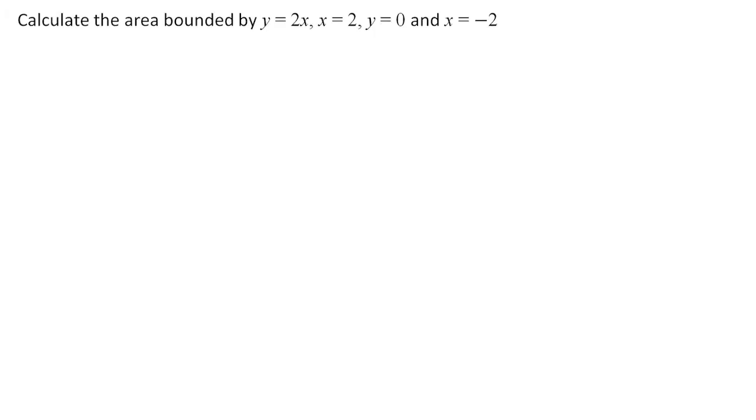Calculate the area bounded by y is equal to 2x. That is a straight line graph with a positive gradient. Between x is equal to 2 and x is equal to negative 2. So let us sketch that graph.